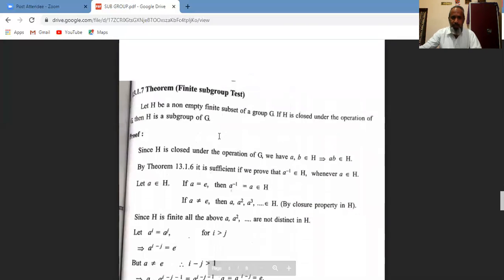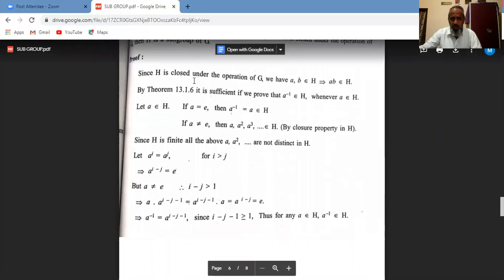Now another theorem is the finite subgroup test. Let H be a non-empty finite subset of a group G. If H is closed under the operation of G, then H is a subgroup of G. So this is the theorem known as the finite subgroup test.